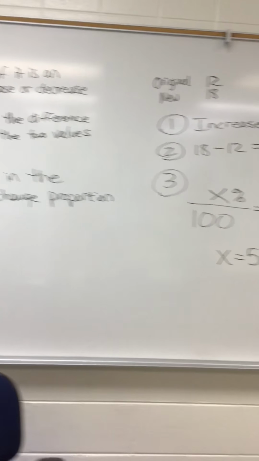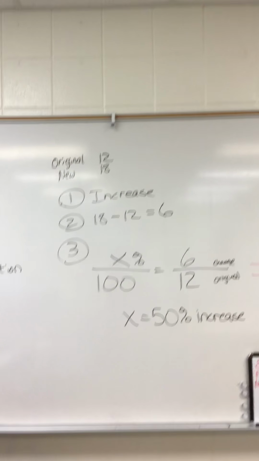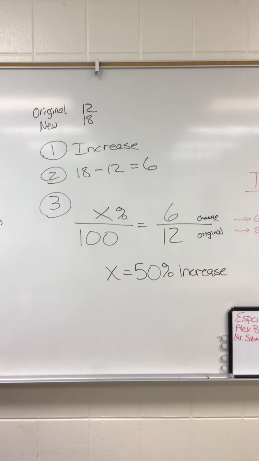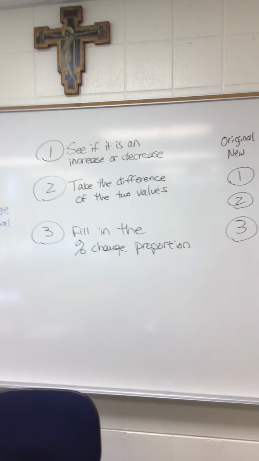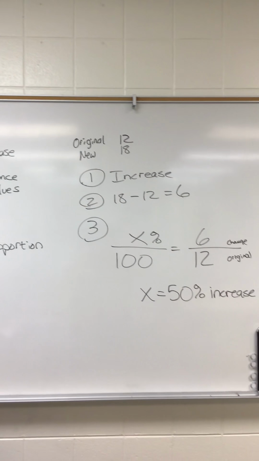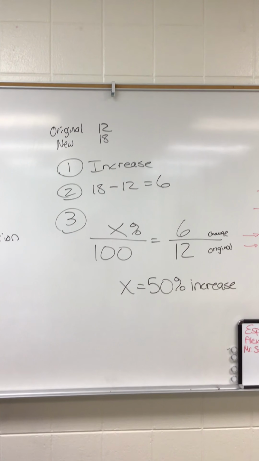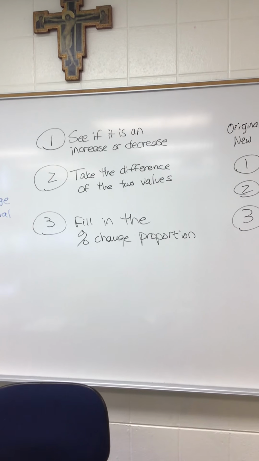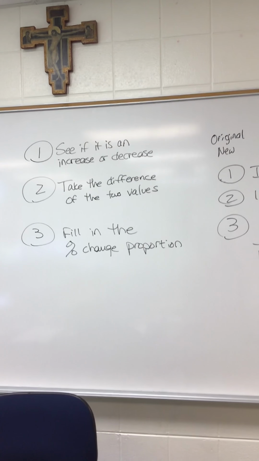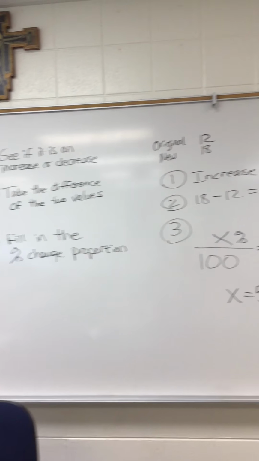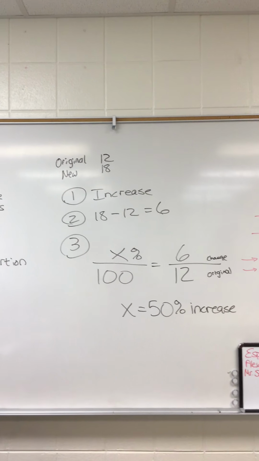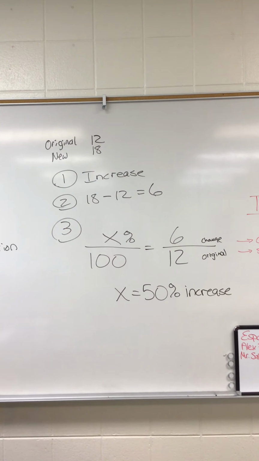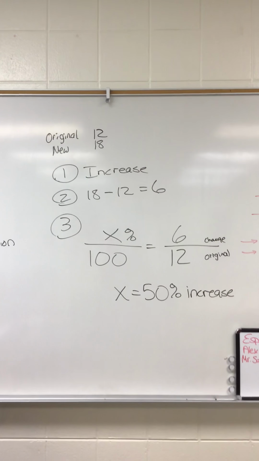So here's an example problem. The original value is 12. The new value is 18. Number 1, see if it is an increase or a decrease. It goes from 12 to 18, that is certainly an increase. Second step is to take the difference of the two values because that is the change, okay? The original number 12 changed by 6 to become 18. So in order to get that number 6, I take the difference of the two values.